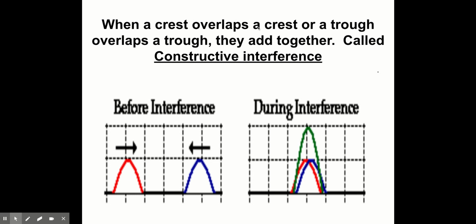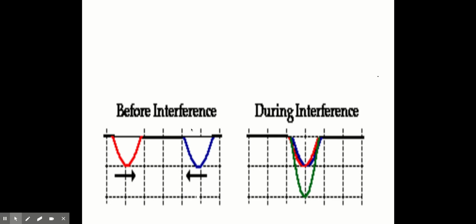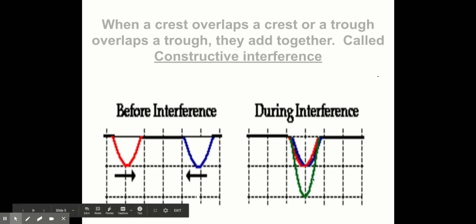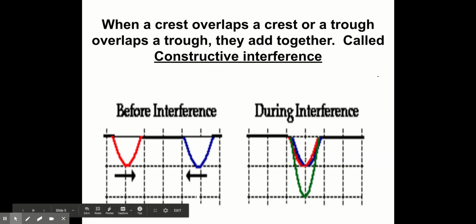So when a crest overlaps a crest or a trough overlaps a trough, their effects will add together to give us a bigger amplitude. And we call this constructive interference. So again, here is an amplitude of -1 from the red wave, -1 from the blue wave. When they get together, we get an amplitude of -2, which is what we would see. So this is also constructive interference.